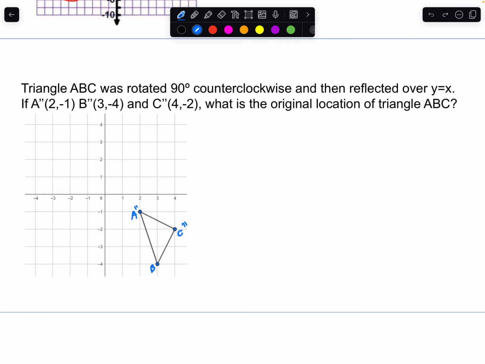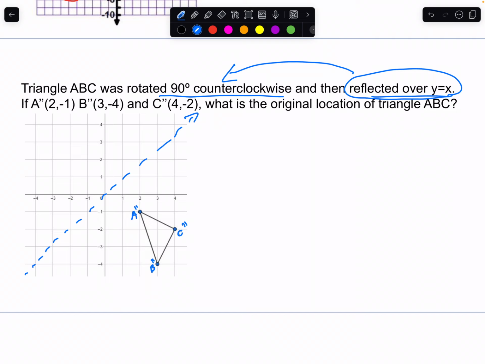Which means this is where we're ending up. Our goal is to go backwards to the original points, A, B, and C. The original triangle was rotated 90 degrees and then reflected over the y equals x line. So to undo that, you have to do the most recent thing first. We're first going to reflect back over y equals x, which is this line. We're going to first reflect it over that, and then we're going to go 90 degrees counterclockwise.